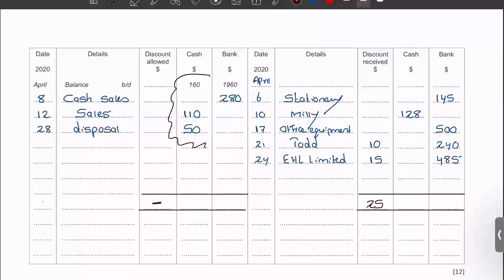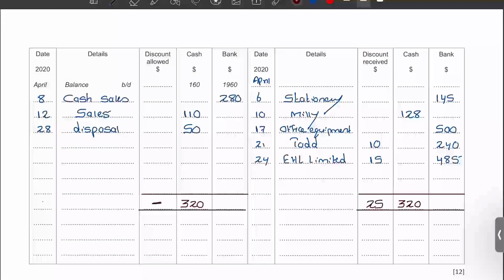Add all the figures on the cash account debit side. You can find out how much is the total. 160 plus 110 plus 50 is 320. You can enter 320 on both sides. 320 is the highest, so you have to take it to both sides. 320 is the highest on the debit side.